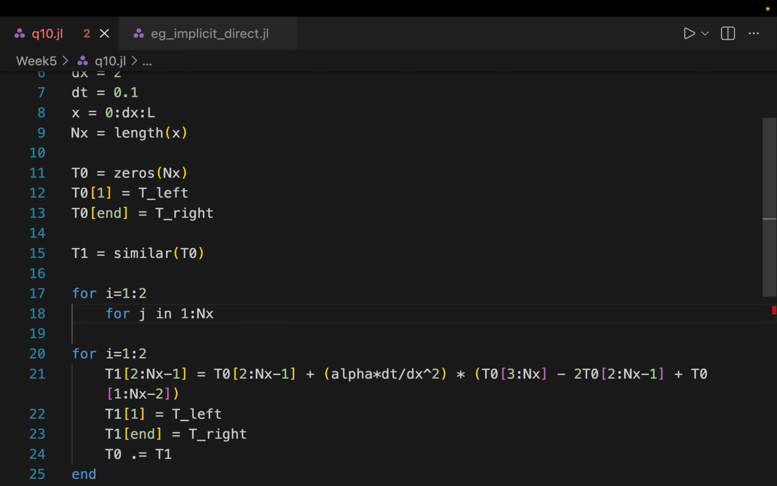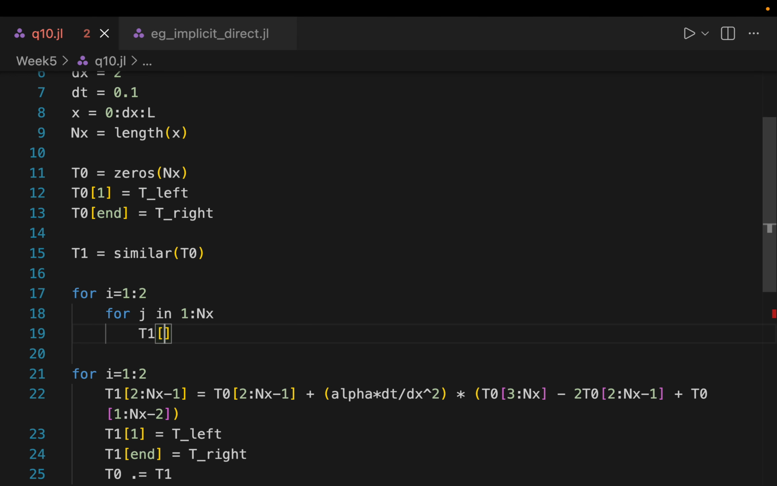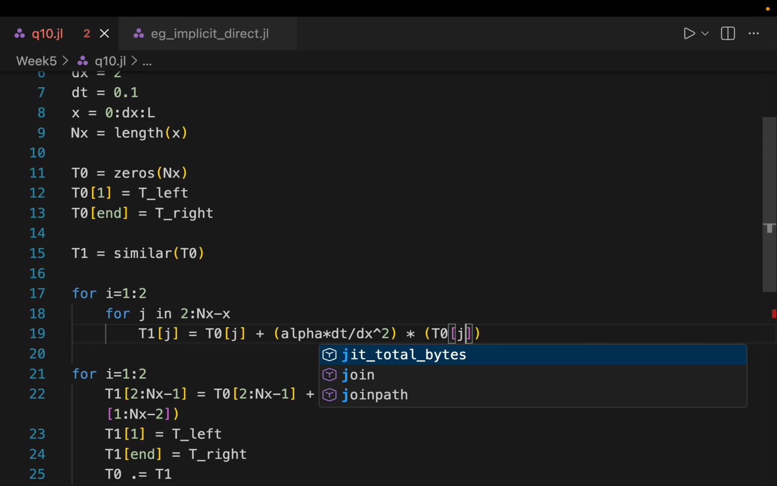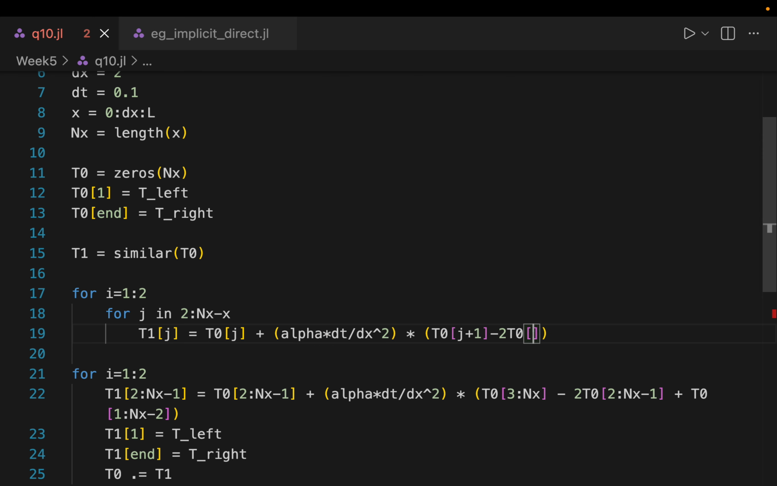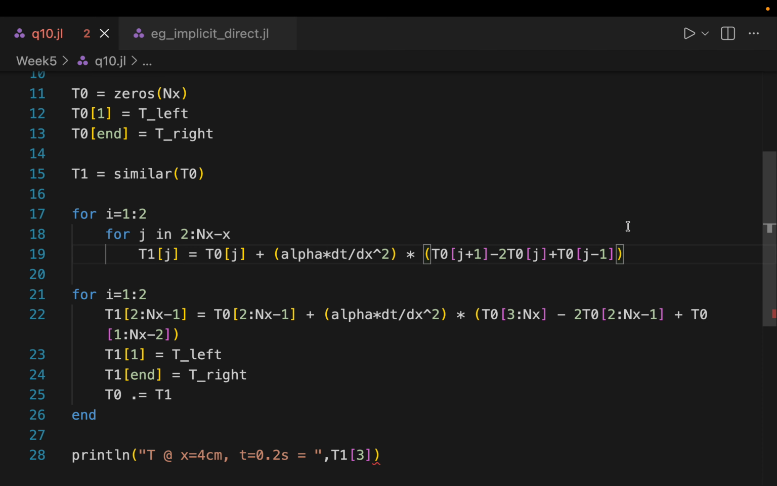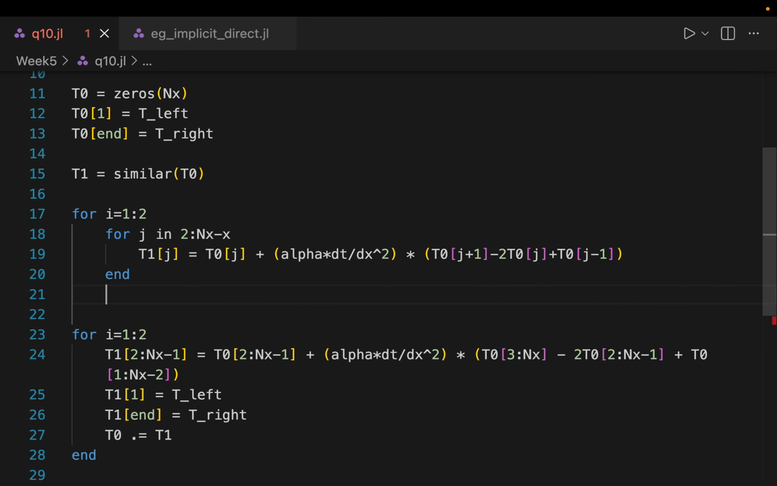for 1 to whatever coordinates I'm having as the T1 value at j for the interior nodes, so 2 to nx minus 1. I have to write this as the previous value plus alpha times delta t by delta x squared times T0 of j plus 1 minus 2 times T0 of j plus T0 of j minus 1. This is what we would usually write. So the same equation, and this is for the interior nodes.